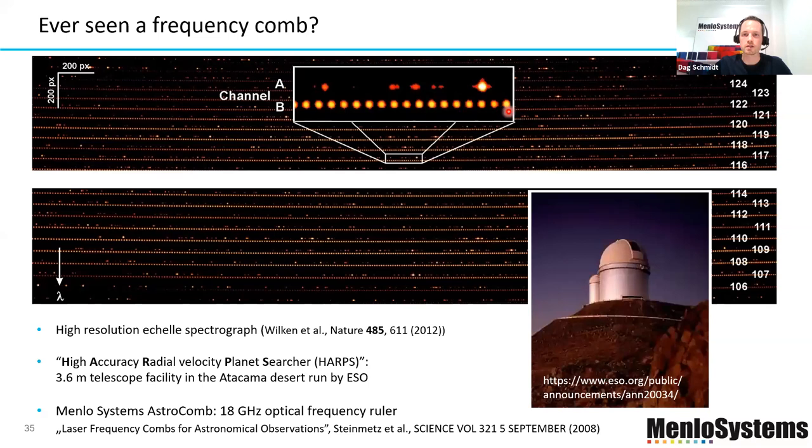modes. And this is the most beautiful application I'm aware of, where you can directly see the comb light and how they use it really as a frequency ruler. So you see all the comb modes here and then simply the index N, and you can directly read out the frequency of the stellar light here.